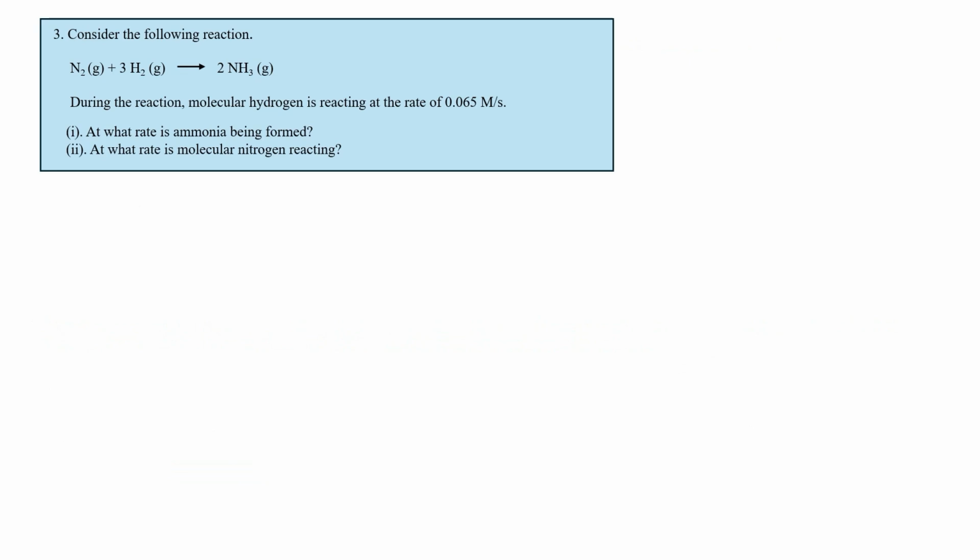Third question. Consider the following reaction. This is 1 mole of nitrogen reacting with 3 moles of hydrogen to form 2 moles of ammonia. During the reaction, molecular hydrogen is reacting at the rate of 0.065 molar per second. This is the rate of disappearance of hydrogen. Now the question is, what is the rate of ammonia being formed? And part 2, at what rate is molecular nitrogen reacting?